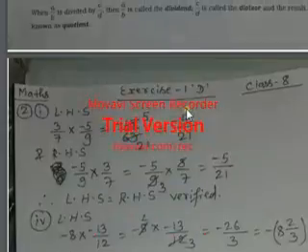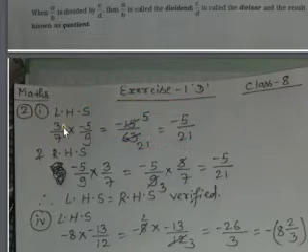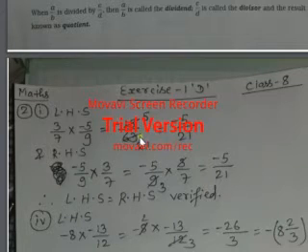You can see questions 1 and 4 both. At first LHS has been solved: 3 by 7 into minus 5 by 9. Then 3 into minus 5 is minus 15, and 9 into 7 is 63. So what happens? 5 3s are 15, that is minus 5, and below I had reduced with 3. So 3 2s are 6, and 3 1s are 3, so 21 into 3 becomes 63. So this becomes minus 5 by 21.